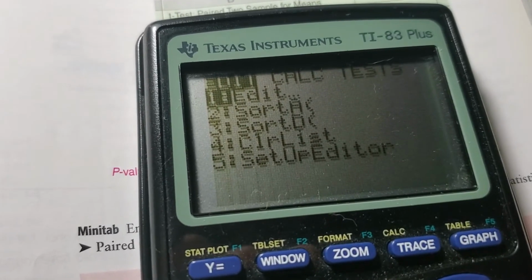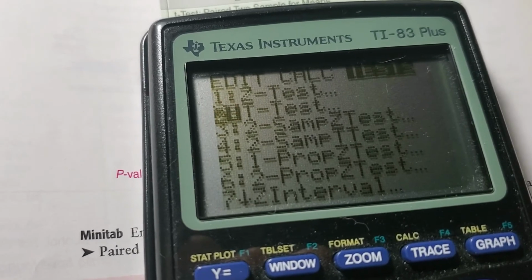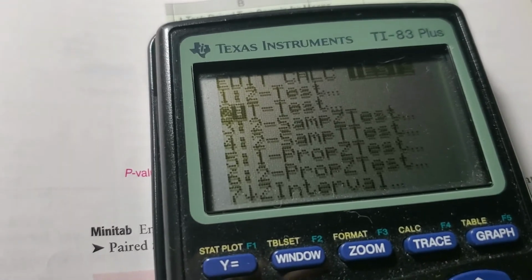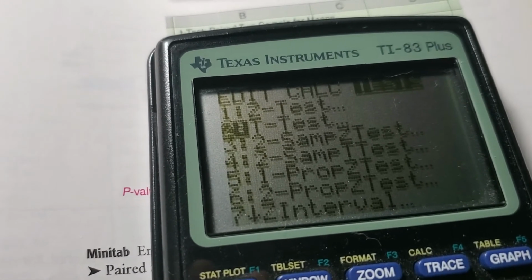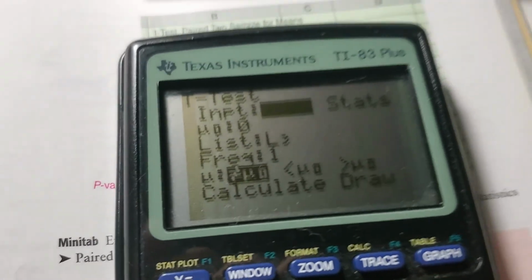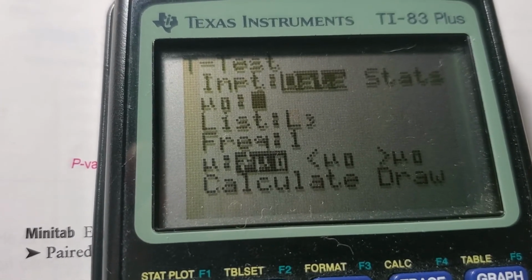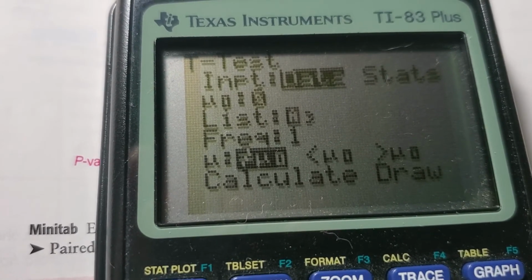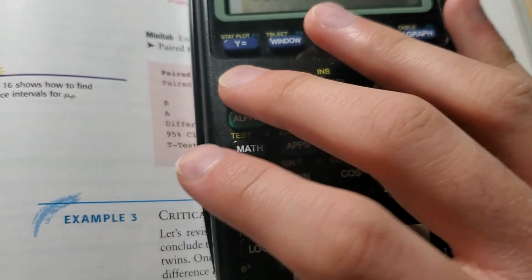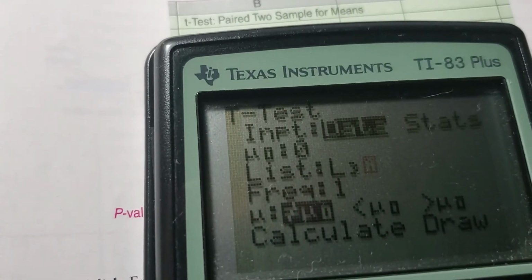We can go back to stat. We're going to go over to tests and down one to t-tests. Now this might be called test on your calculator. I'm not sure. I don't know what calculators you're using. But we're going to click on this t-test right here. We are always going to say that our null hypothesis is 0. And we're going to be accessing list 3. So remember, we're going to hit second function and then click on L3 to pop list 3 in there.